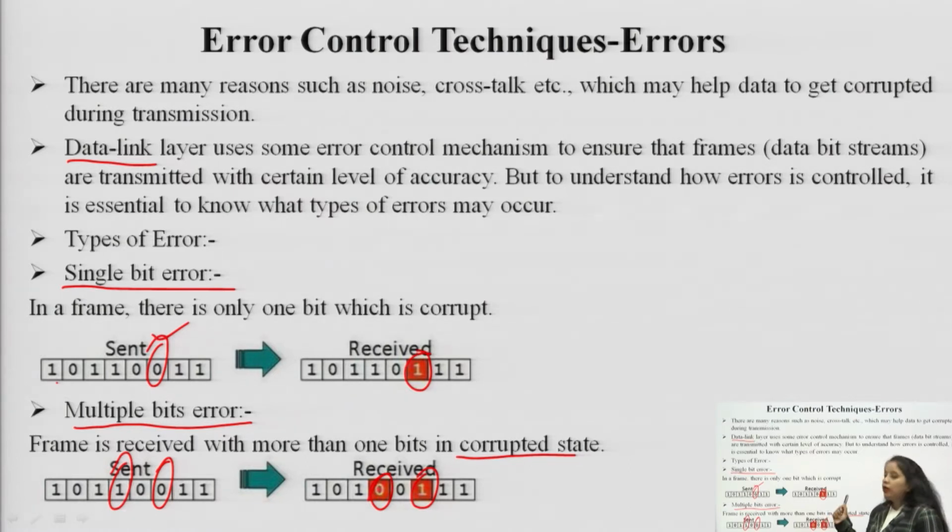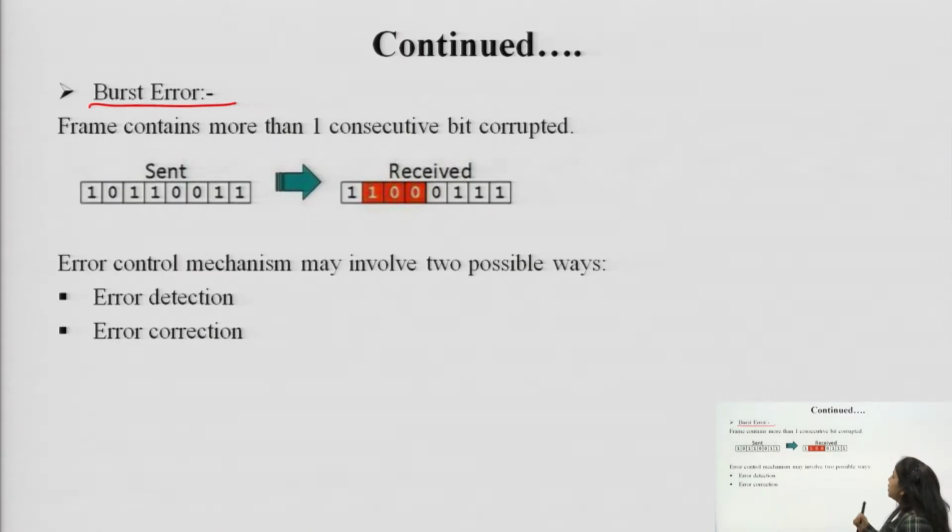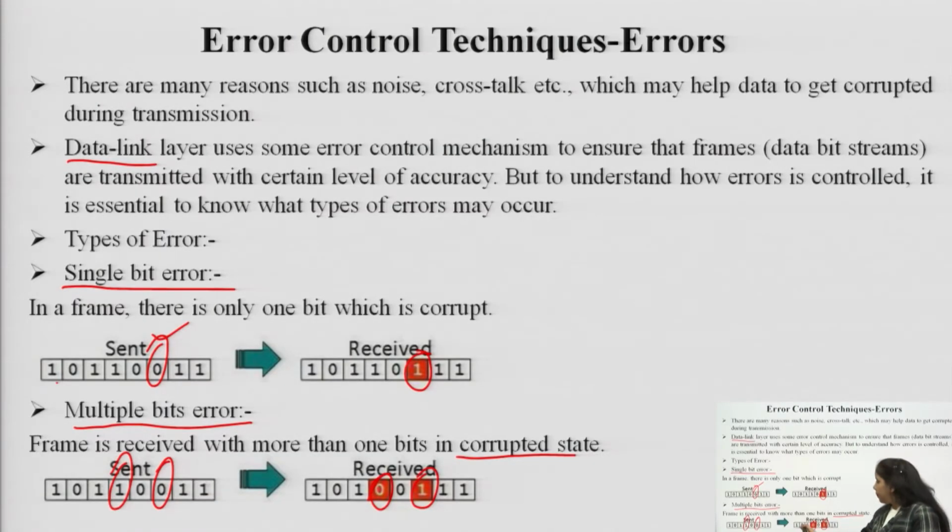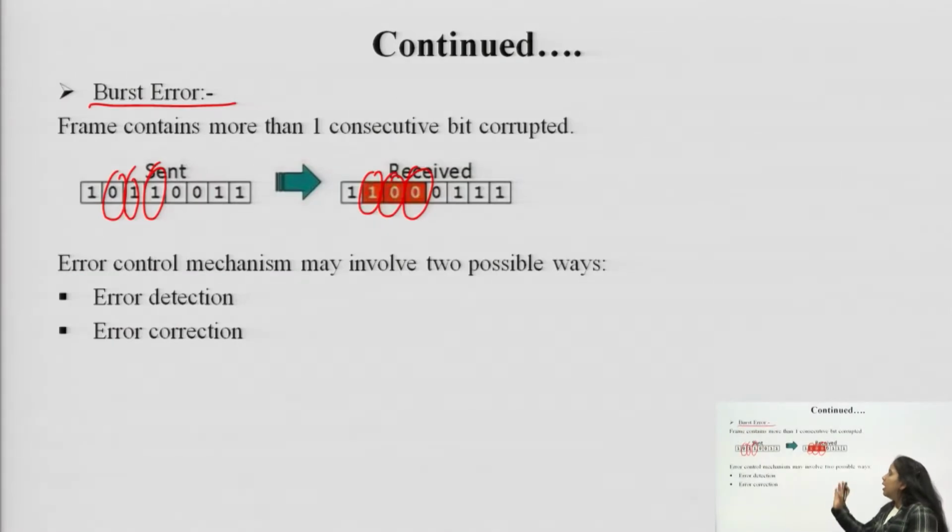In burst error also, multiple bits get corrupted, but what is the difference? In burst error also, more than one bit is corrupted, but all the corrupted bits are in consecutive form, in a continuous condition. In the case of a multiple bit error, the errors are at different positions, not in a continuous, consecutive format. That is why one is called a multiple bit error and the other a burst error. This is the difference between them. There are many more types of errors in optical communication, but these are the most general and most common types.